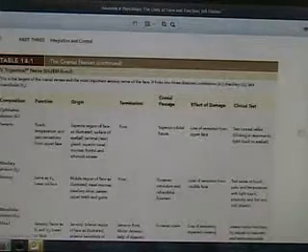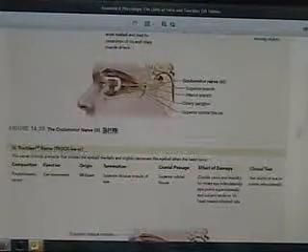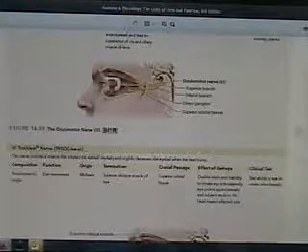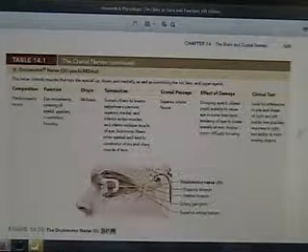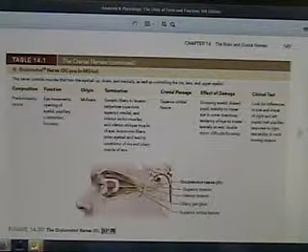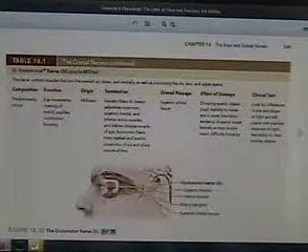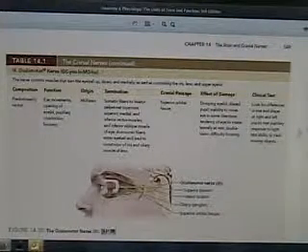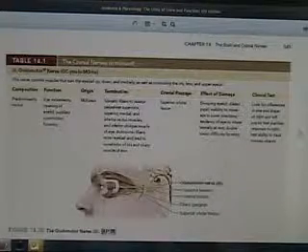Now, let's go through. Let's see how much time we got left. We got a couple more minutes left, but from page 549 onward, there's a very highly detailed description of your cranial nerves. Well, I took a similar chart and made it just as easy.